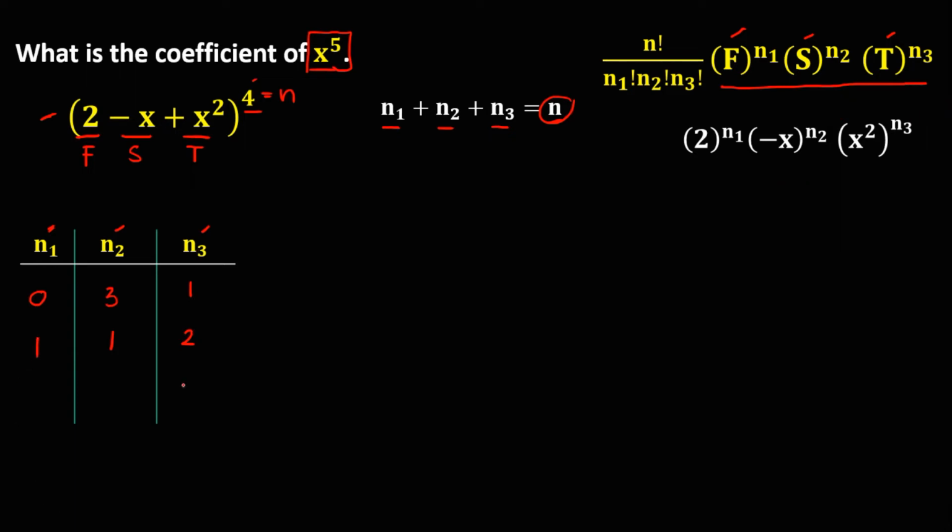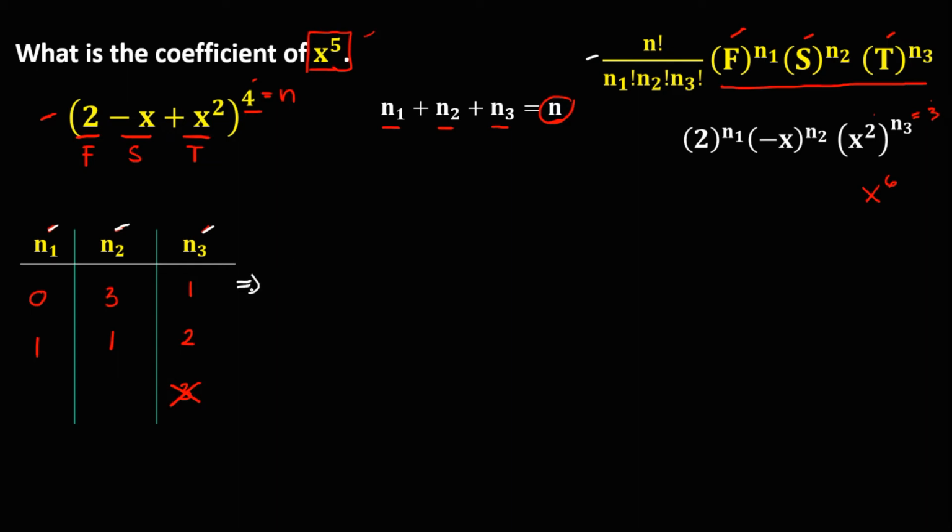Then for n sub 3 equals 3, x squared to the power 3 is x to the power 6. But since we're looking for x to the power 5, this is not a possible value for n sub 3. Now that we have all the possible values for n sub 1, n sub 2, and n sub 3, we substitute these values into this formula.